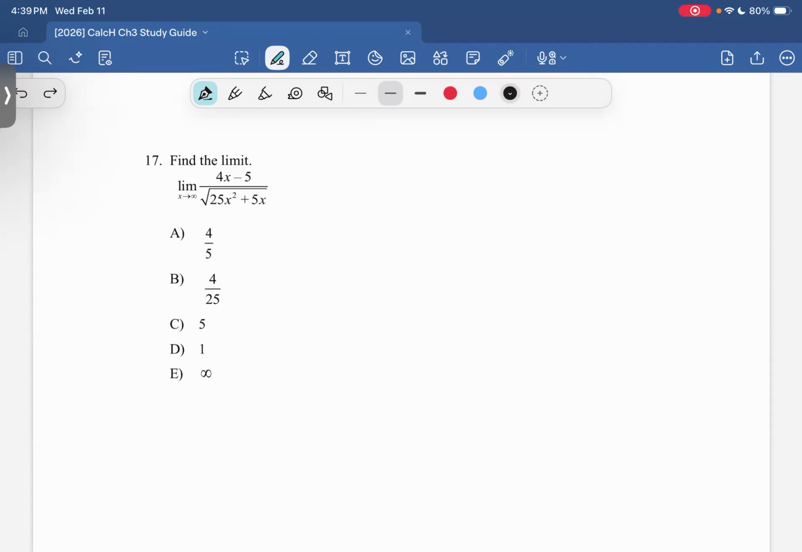The reason is because we have a square root of x squared. And so when we look at just the leading coefficients, meaning we get rid of the -5, get rid of the 5x, we're really going to have the limit as x approaches infinity of 4x divided by the square root of 25x squared, which is the same as 4x divided by 5x. So it's just 4/5.